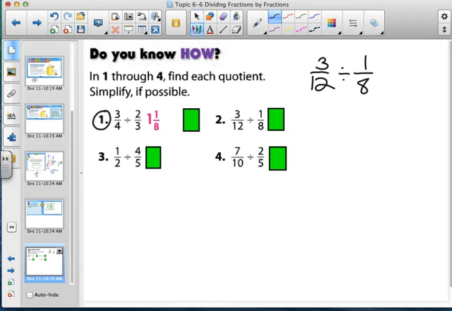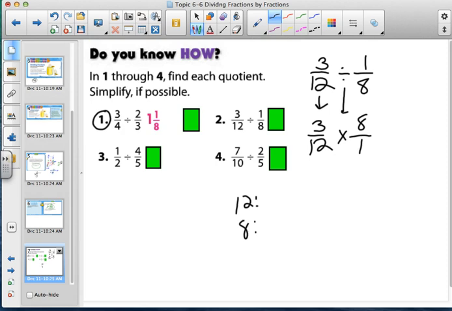All right, you guys ready? Do I change 3 12s anyway? No. I'm going to keep 3 12s. Change to multiplication, and I do the flip-flop. Now, do I have compatible numbers? Yes. Yes, Bailey, what are the compatible numbers? 12 and 8 are compatible.